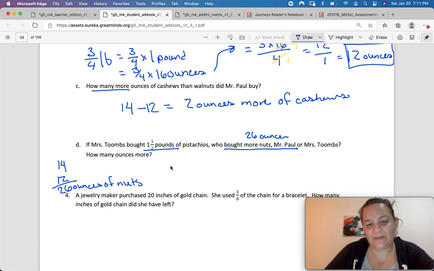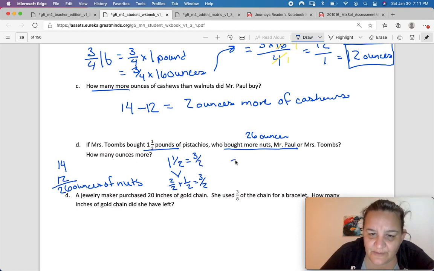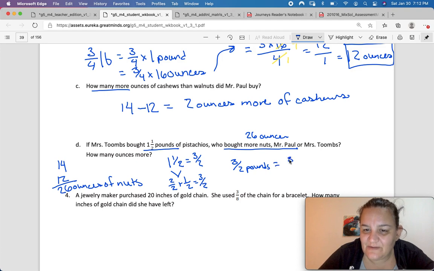Okay, so 1.5 pounds. What I would like to do right now is convert this mixed fraction into an improper fraction. And how do we do that? Okay, so it's really just 2 over 2 plus 1 over 2 equals 3/2. So 3/2 of a pound of pistachios, which are also very nice, equals 3/2 times 1 pound. And 3/2 times 1 pound actually equals 3/2 times 16 ounces. There, we've just made our conversion.